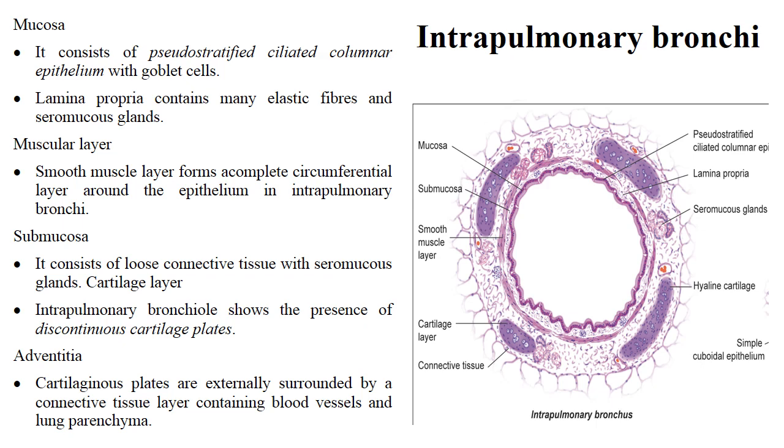So the cartilaginous plates are externally surrounded by a layer of connective tissue which contains blood vessels, collagen fibers, and it also has lung parenchyma. Thus, the intrapulmonary bronchus is formed by mucosa, muscular layer, then submucosa, then comes the intermittent plates of hyaline cartilage, and the outermost is adventitia.